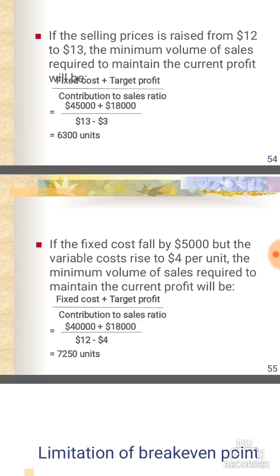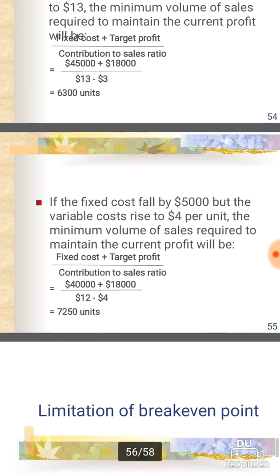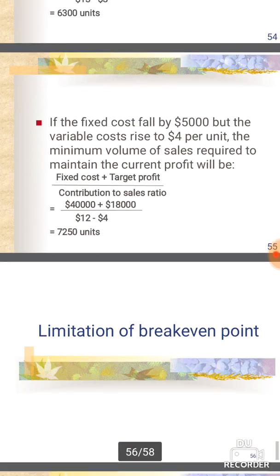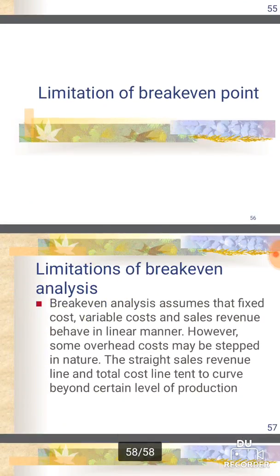If the fixed cost falls by $5,000 but the variable cost rises to $4 per unit, the minimum volume of sales required to maintain the current profit will be fixed cost plus target profit divided by contribution per unit, equal to $40,000 plus $18,000 divided by $12 minus $4, which will be equal to 7,250 units.